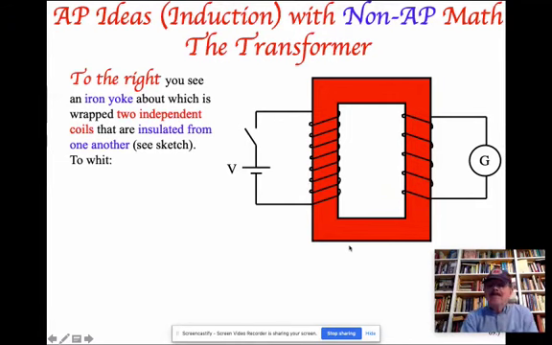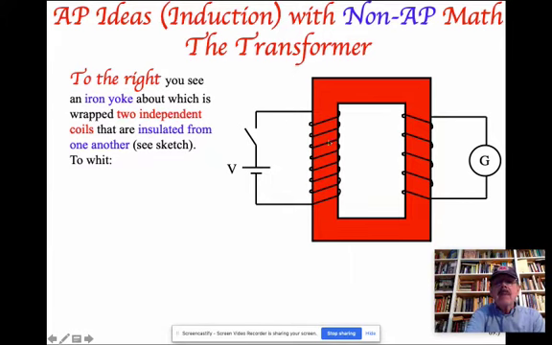Hello, everyone. So today we're going to end up talking about a device that is really quite useful, called a transformer. Not the kind that goes from car to robot, different kind of transformer. So transformers, they have three basic pieces to them.